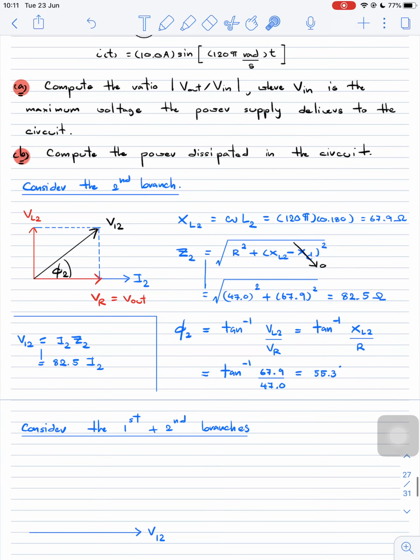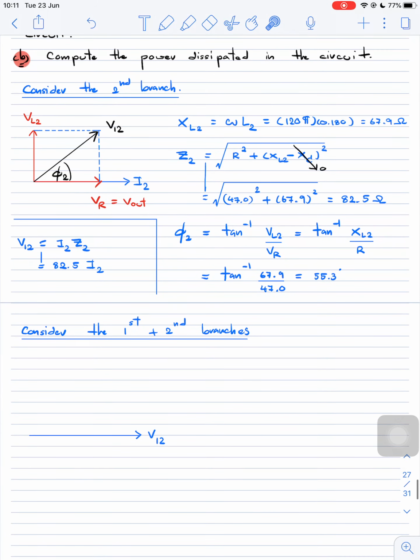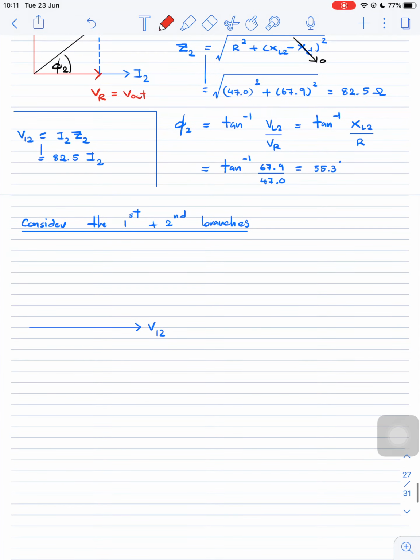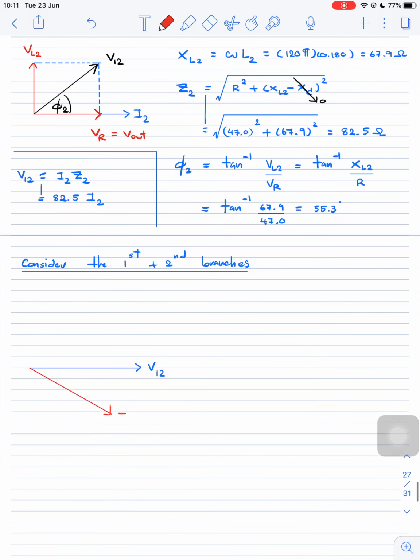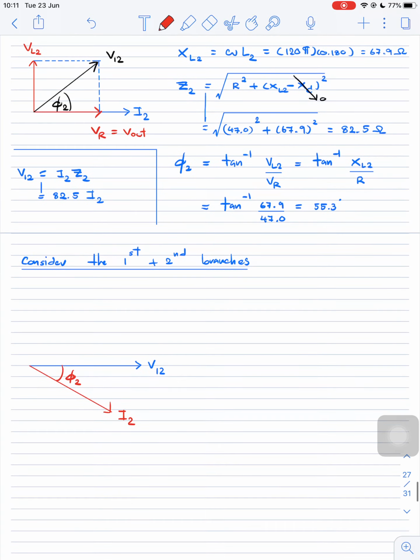Let me just write down the I2 for the second branch first. From this phasor diagram, you can see that the phase of the I2 is lagging the phase of the V12 by phi 2. So it's going to go like this. This is going to be the I2, and let's say that this angle is equal to phi 2 here.